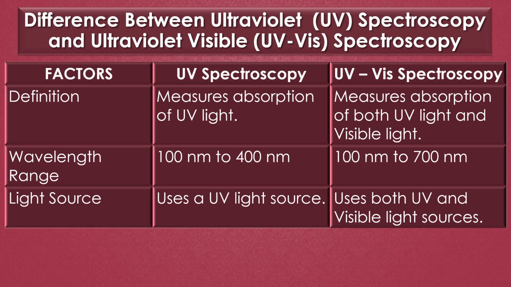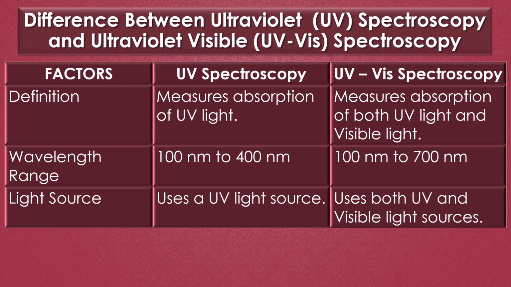UV spectroscopy measures the absorption of UV light only, but UV visible spectroscopy measures the absorption of both UV light and visible light. The wavelength range of UV spectroscopy is 100 nanometers to 400 nanometers, and the wavelength range of UV visible spectroscopy is 100 nanometers to 700 nanometers.